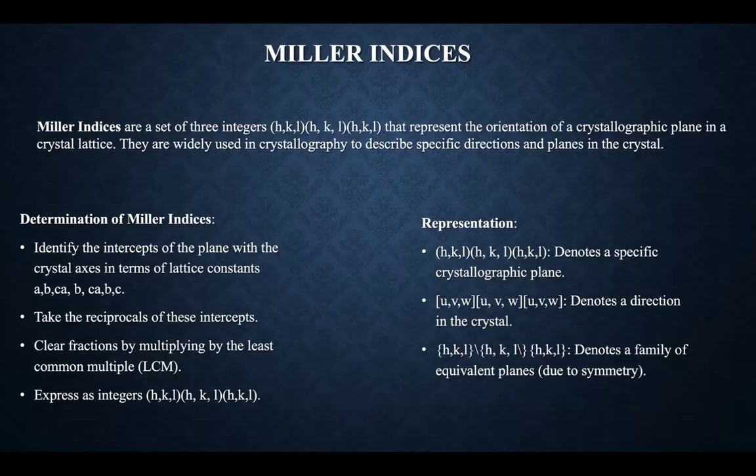So how can Miller indices be represented? As I already told, Miller indices are a set of three integers denoted by HKL, and each HKL denotes a specific crystallographic plane. Sometimes UVW also denotes a direction in the crystal. Some HKL denote a family of equivalent planes due to symmetry, because if we take a crystal structure, we have many planes, and each plane is explained by these Miller indices.